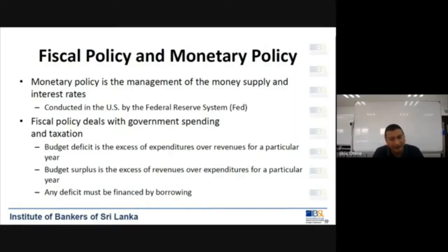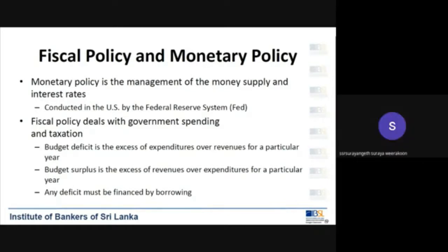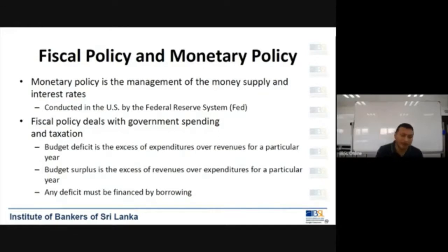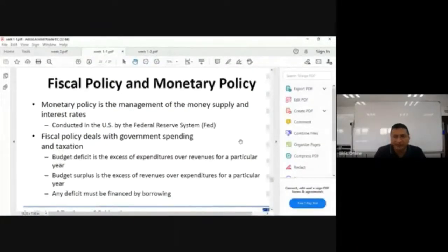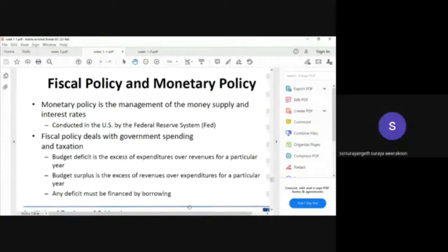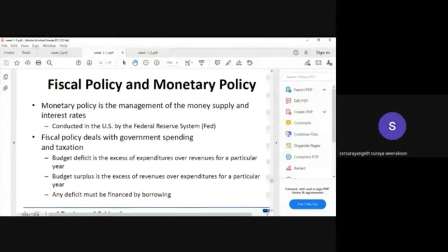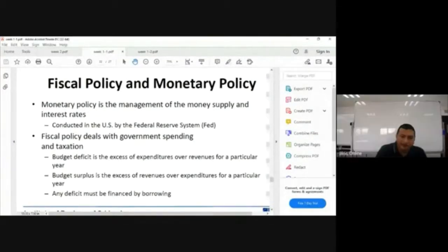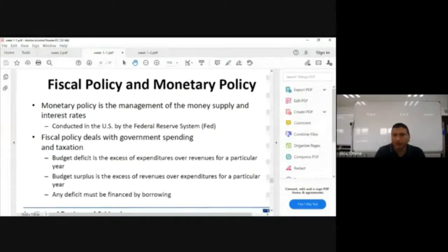That financing would work either through borrowing from financial markets, or for that matter, through the creation of money or other elements. So we see these factors in our discussion all throughout. Right. So any questions before I move on to clarify further details?